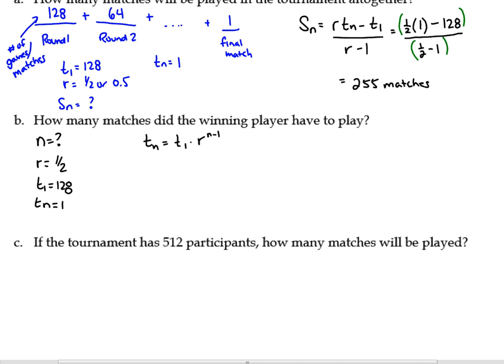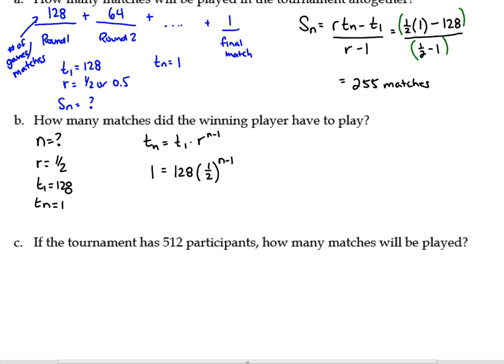Yay! Okay, T of n equals 128 times 1/2 to the power of n minus 1. It's going to make your life harder, I promise. So we want to solve for the exponent. What did we do yesterday? First step: isolate the base. So 1/2.